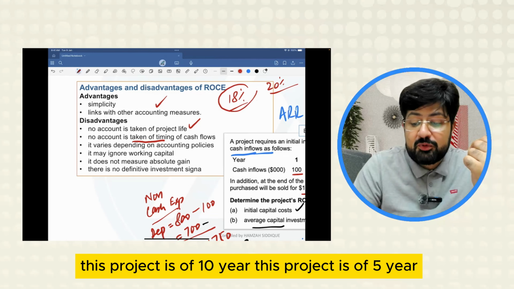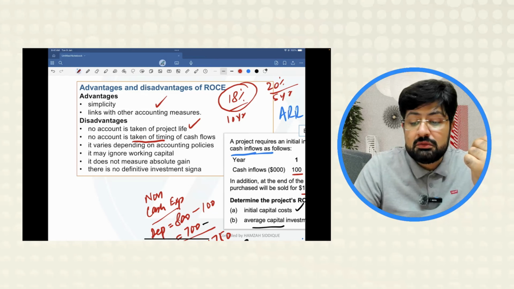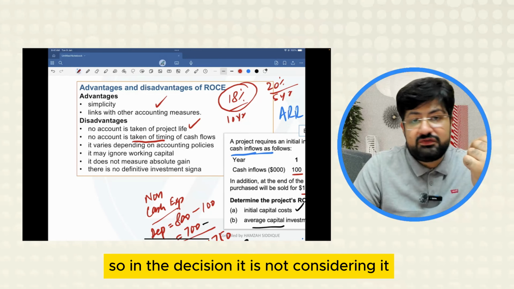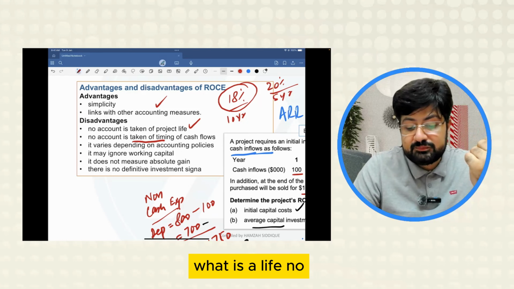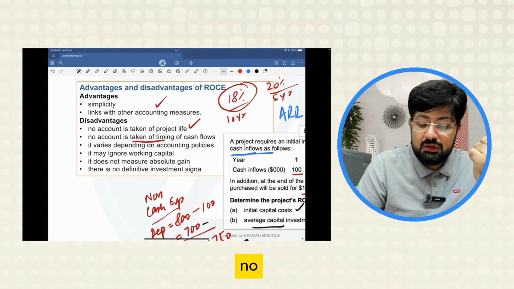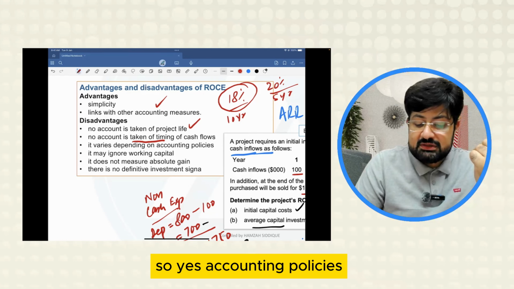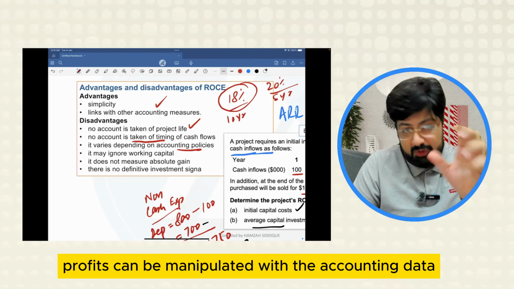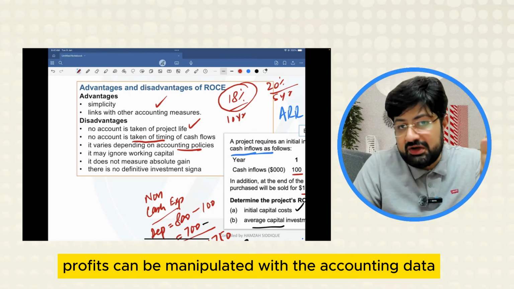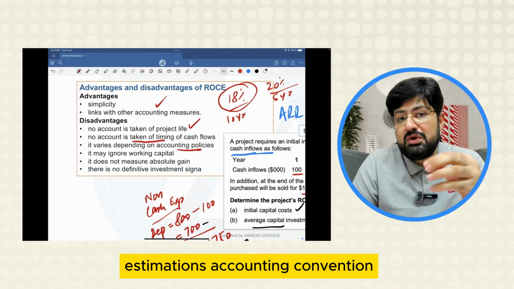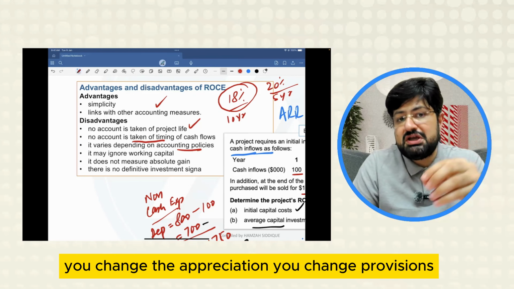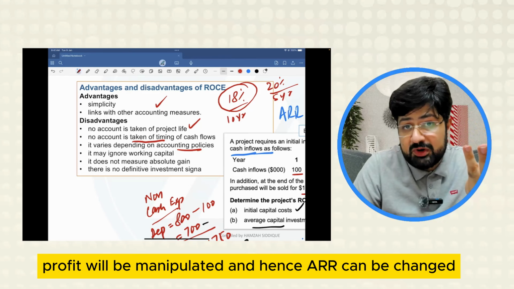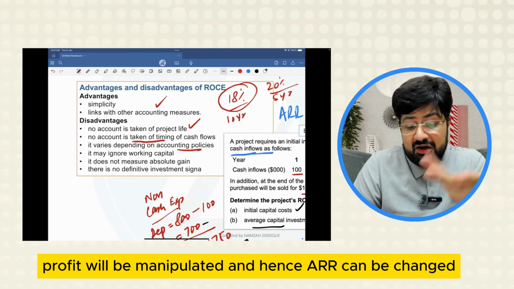For example, this project is of 10 years and this project is of 5 years. So the decision is not considering what the life is. Now, yes, with accounting policies, profits can be manipulated, with the accounting data, estimations and accounting conventions. You change depreciation, you change provisions, profits will be manipulated, and hence ARR can be changed.